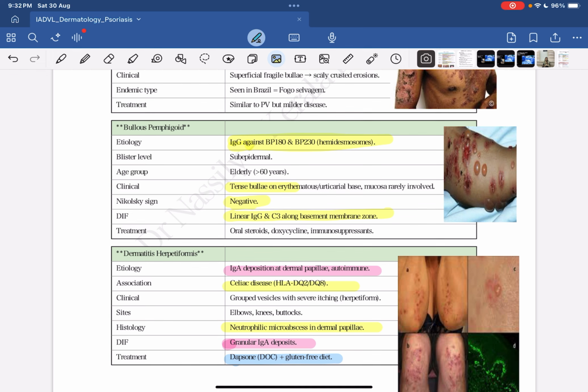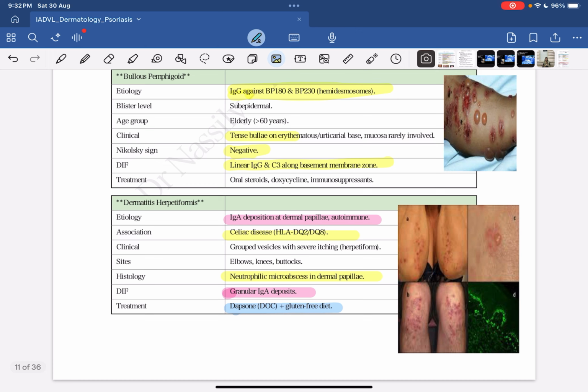There will be tense bulla on an erythematous or urticarial base, and mucosa is rarely involved in bullous pemphigoid. Nikolsky sign is negative in bullous pemphigoid. Linear IgG and C3 along the basement membrane zone will be seen. Treatment is oral steroid, doxycycline, and immunosuppressants.